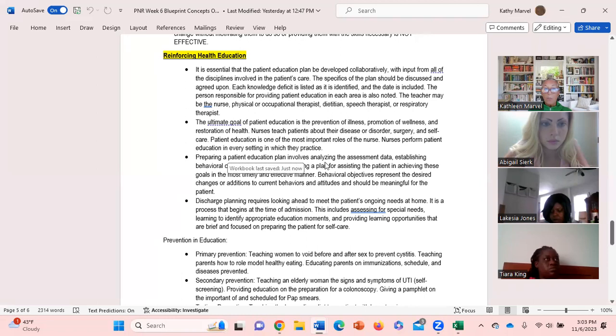I'm right here. Patient education involves analyzing and assessing data, and then you establish some objectives or goals, creating a plan for assisting the patient in achieving these goals, right? And then evaluation. How do we do?